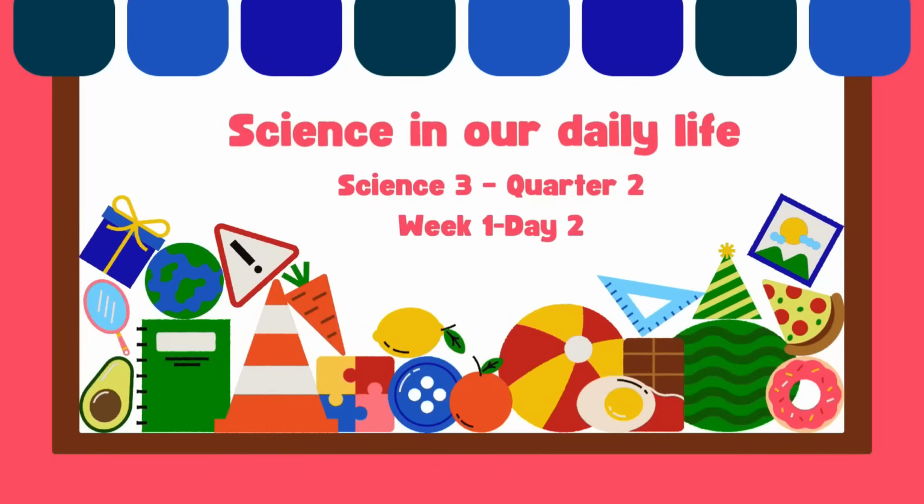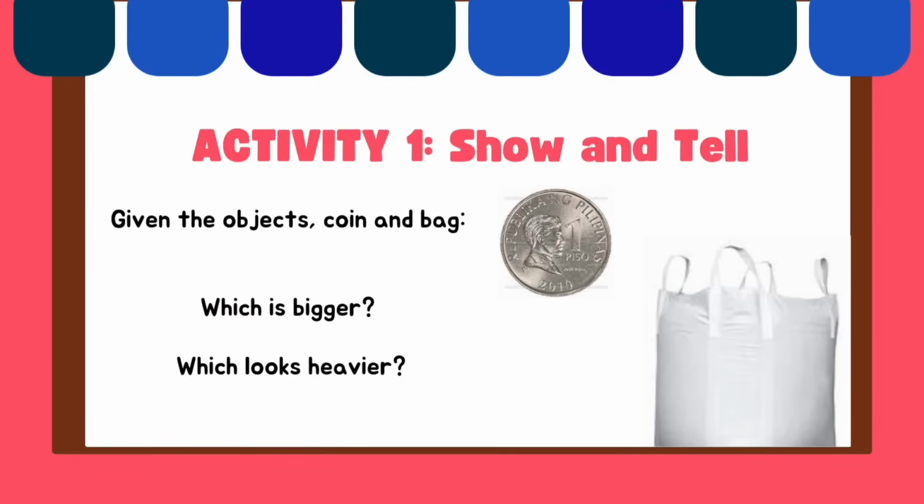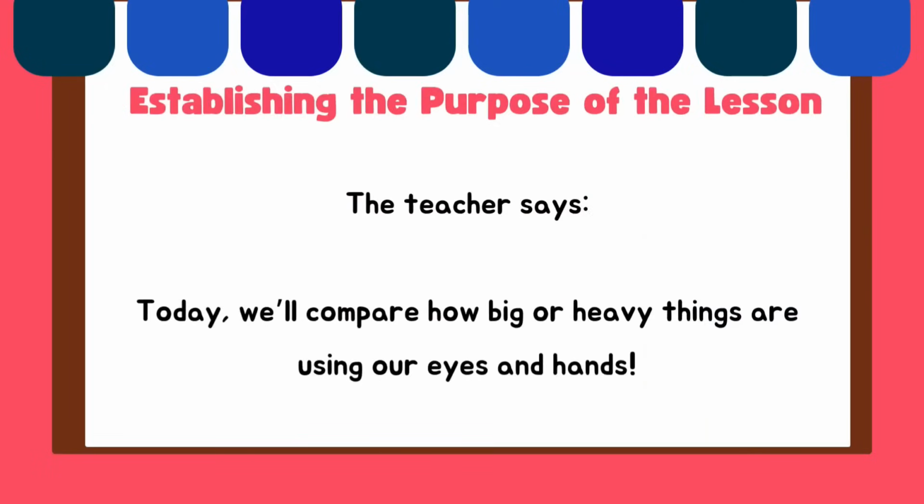Day 2. Our objective is, at the end of the lesson, the learner should be able to compare and estimate the size and weight or the heaviness of objects using observations from sight and touch. For our activity number 1, which is the show and tell, given the objects coin and bag, which is bigger? And which one looks heavier? Today, we'll compare how big or heavy things are using our eyes and hands.